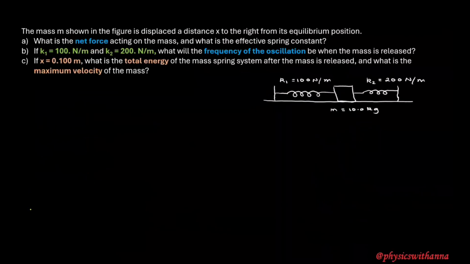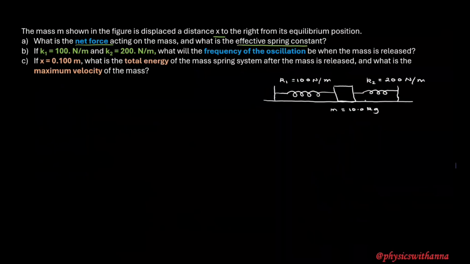Next question. The mass m shown in the figure is displaced a distance x to the right from its equilibrium position. The first part of the question is asking us what is the net force acting on the mass and what is the effective spring constant.